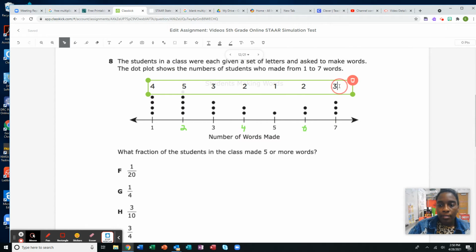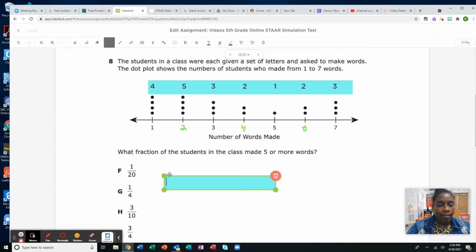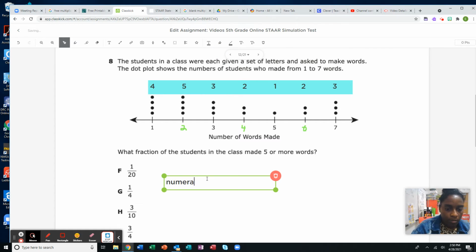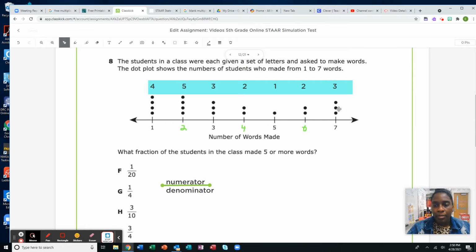All right. And I'm going to make these numbers a different color. Or actually, I'm just going to fill this in so we can see it. Okay. Next, it says, what fraction of the students in the class made 5 or more words? Well, I know for a fraction, I have a numerator and a denominator. The top number is going to be your numerator and your denominator is going to be the bottom number. The denominator tells us how many total dots we have here.